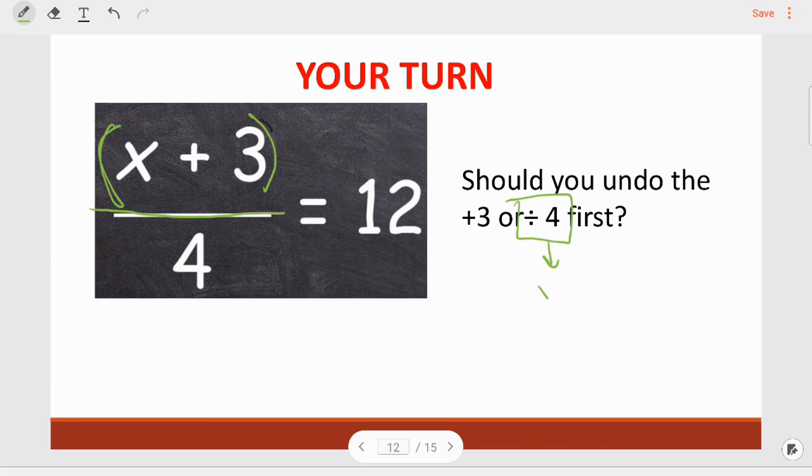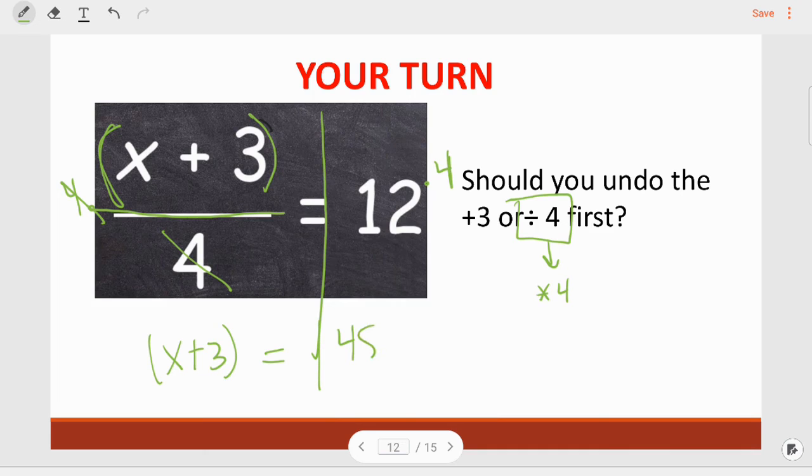To undo that, I'm going to multiply by 4 on the left. Draw my line for my equal sign and multiply by 4 on the right. And I am left with the 4's canceling. X plus 3 is equal to 12 times 4, which is 48.